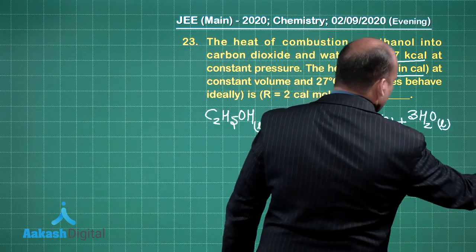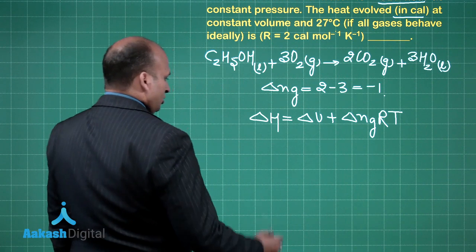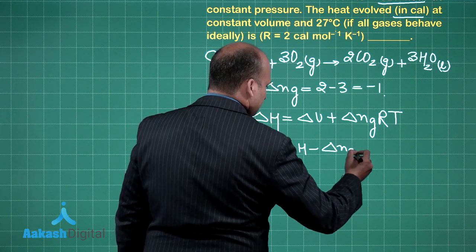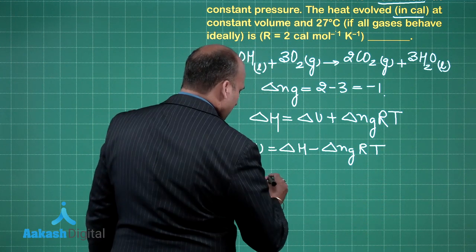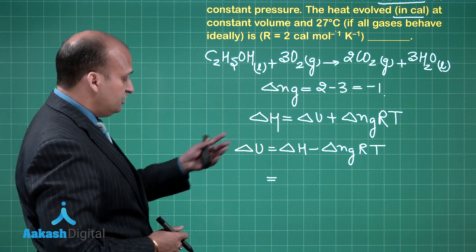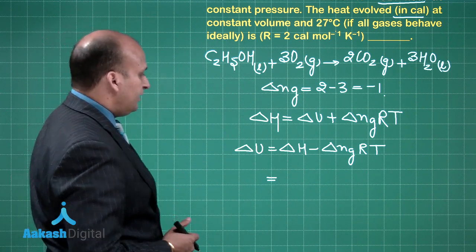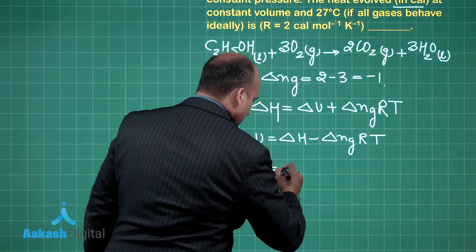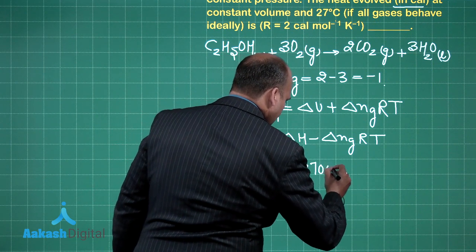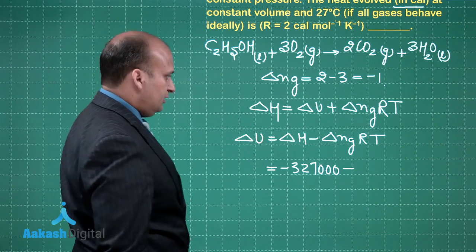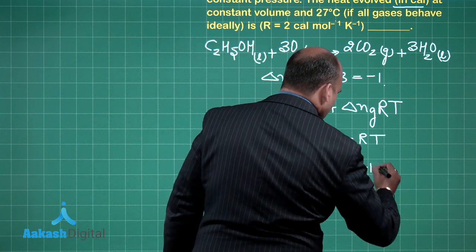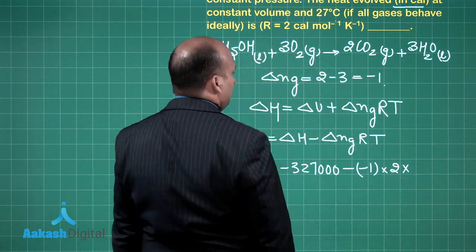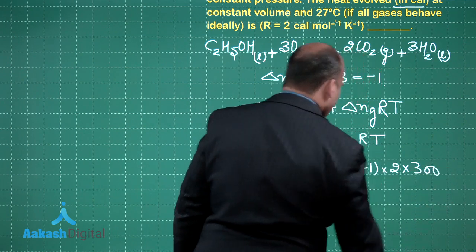Okay. So, what we have to find out? We have to find out delta U. So, delta U will be equal to delta H minus delta Ng RT. As they are asking delta U in calories, so I will change the values in calories. For delta H, the value given is 327 kilocalorie. So, I will use it as minus 327,000 calorie, okay, minus delta Ng is minus 1, the value of R is given to be 2, and the value of temperature will be 300.